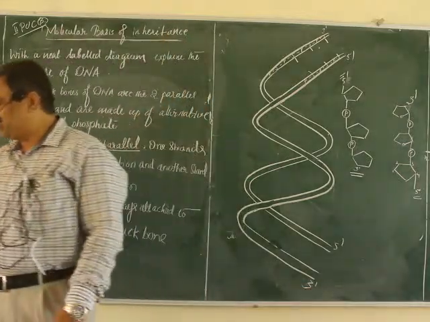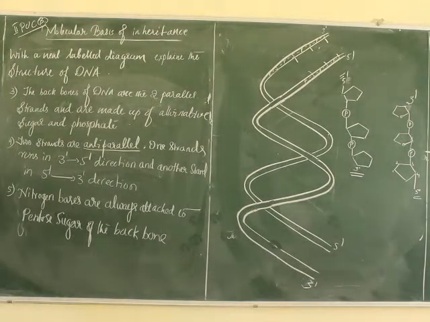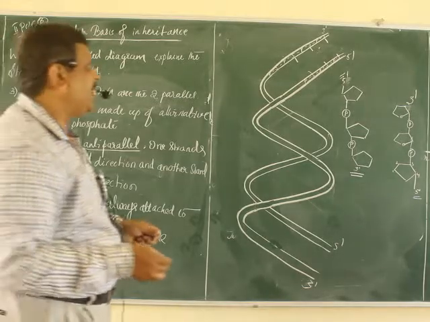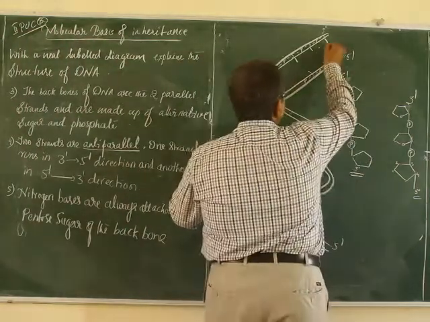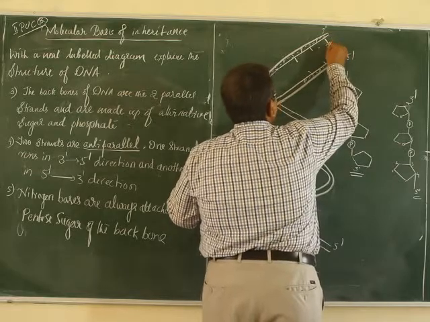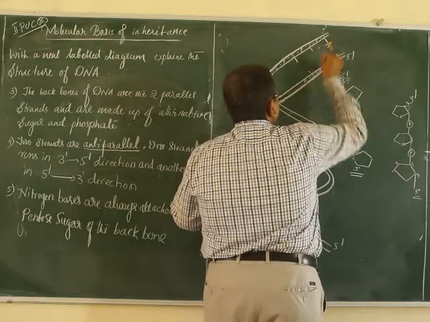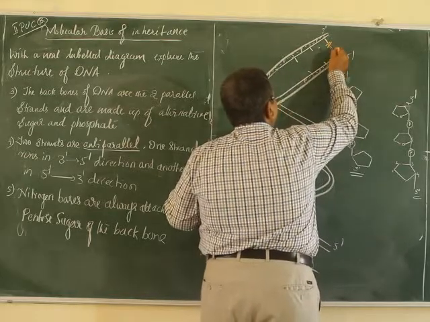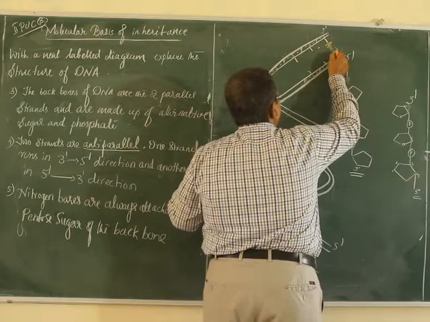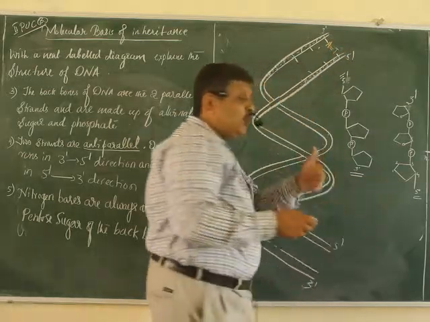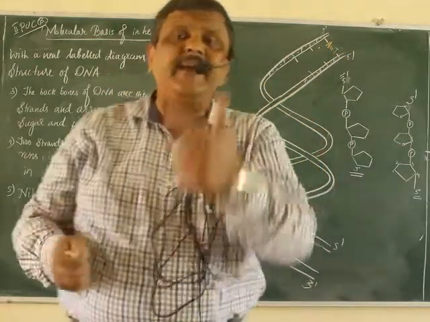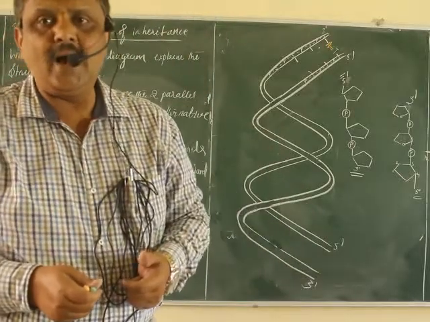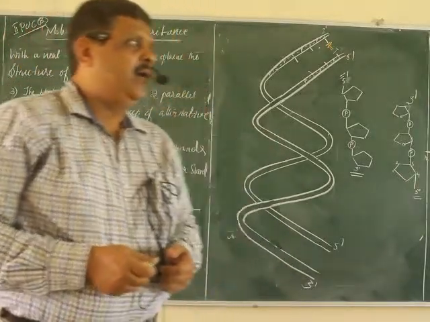And next point, there is always a particular method in the attachment of these nitrogen bases. How will it be? Adenine always forms a double bond with thymine. Adenine pairs with thymine. That means purine always pairs with pyrimidine.